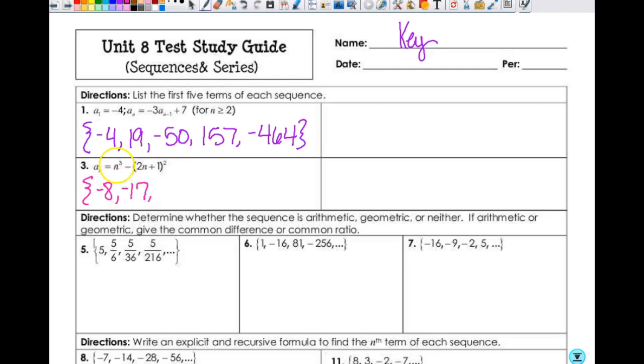Then I substitute in 3 to the n's. That should give you -22. You substitute in 4, you get -17. Substitute in 5, and you should get 4. There are your first 5 terms in each one of those.